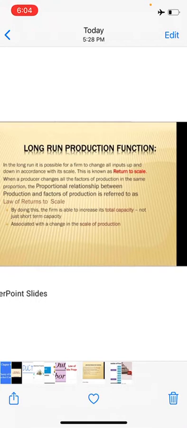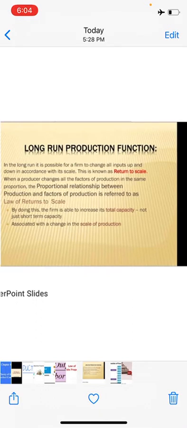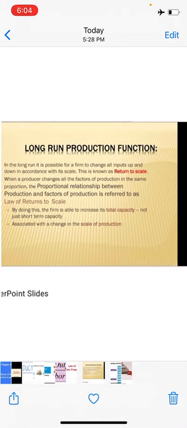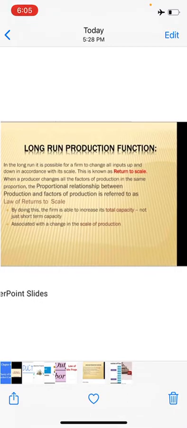Okay, so returns to scale is a long run production function theory. It talks about the relationship between input and output in the long run. They study the changes in output as a consequence of change in all inputs. So this can be represented as Q = F(X1, X2, and so on).